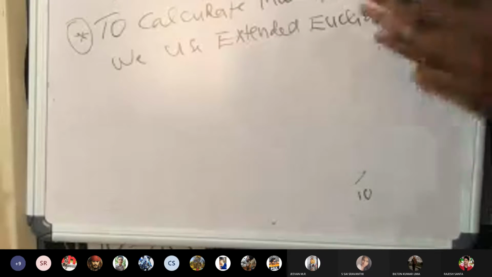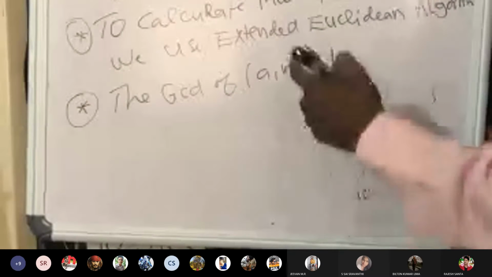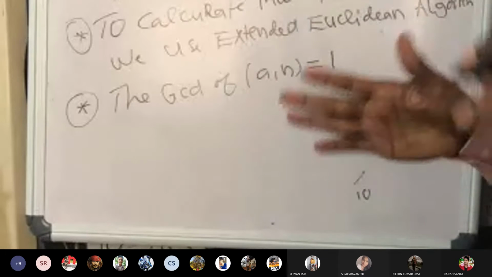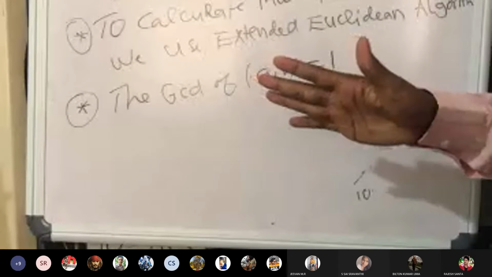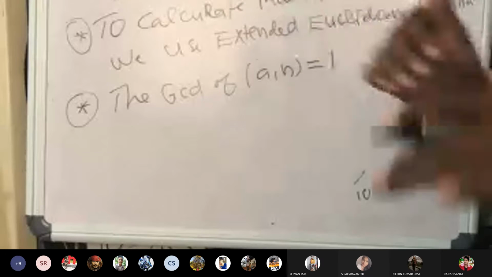Now, we are going to calculate the extended Euclidean algorithm of 5 and 11. How do we do it? Let's take this example. The rule says, without forgetting, that the GCD of A comma N should be equal to 1. If the GCD is not 1, then you know that those integers don't have a multiplicative inverse, period.